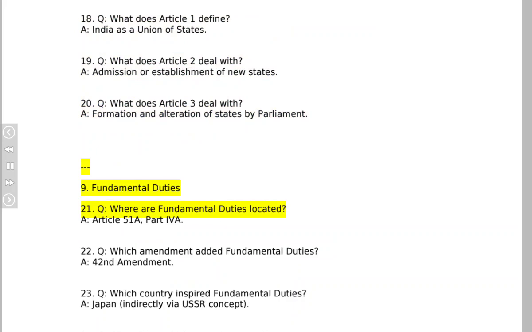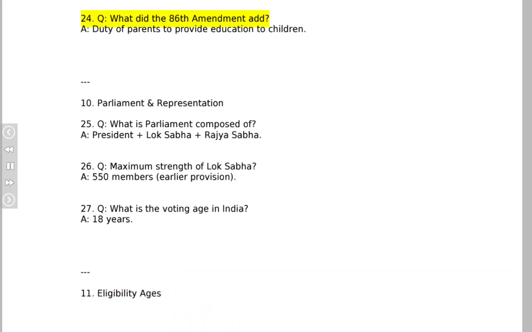9. Fundamental duties. 21. Q. Where are fundamental duties located? A. Article 51A, Part IV-A. 22. Q. Which amendment added fundamental duties? A. 42nd Amendment. 23. Q. Which country inspired fundamental duties? A. Japan, indirectly via USSR concept. 24. Q. What did the 86th Amendment add? A. Duty of parents to provide education to children.